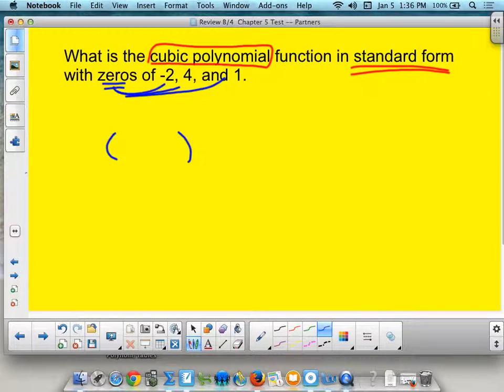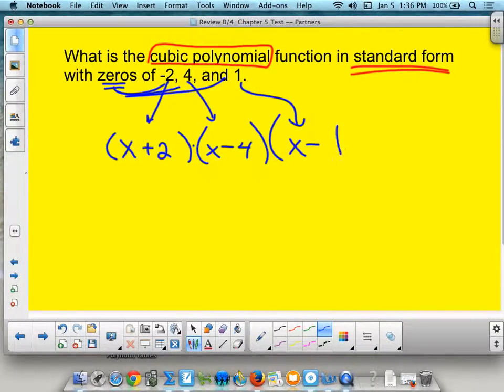So if this is an answer, if this is a 0, it comes from this factor. This one comes from this, and this one? X minus 1. And all that multiplied should give you your polynomial. It's a cubic polynomial. Am I done? No. Put it in what form? Standard. Which means you're going to have to do a lot of FOIL. Go. Get ahead of me.